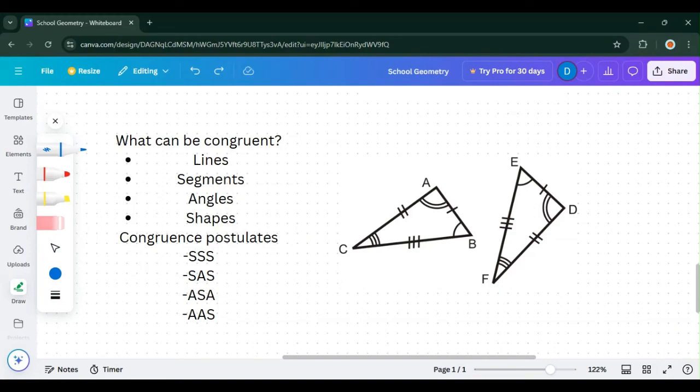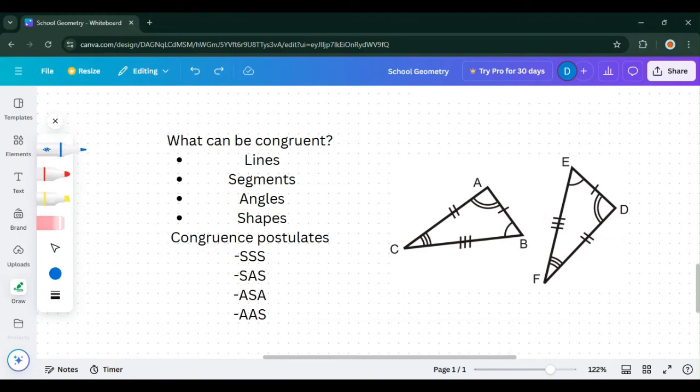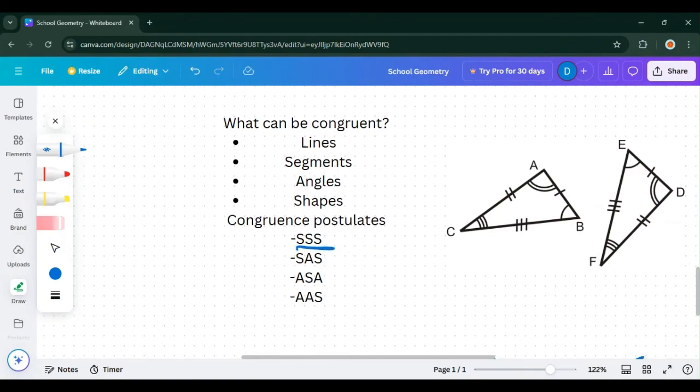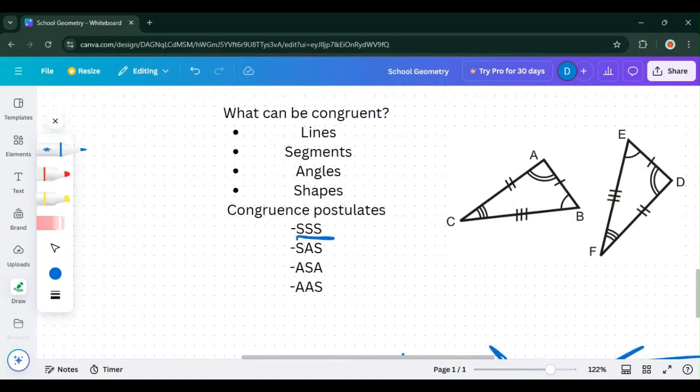And for congruent triangles, we have congruent postulates. And as you see here, we have SSS, SAS, ASA, AAS. And what do all these mean? So SSS is side, side, side, so three sides are congruent. SAS is side, angle, side. A side is congruent, angle is congruent, and another side is congruent. We have angle, side, angle. One angle is congruent, another side is congruent, and then another angle. And then we have an angle is congruent, an angle is congruent, and the side is congruent.